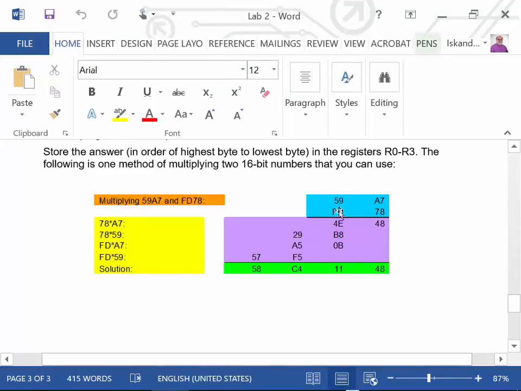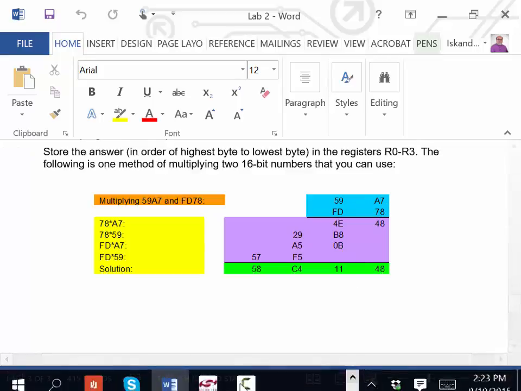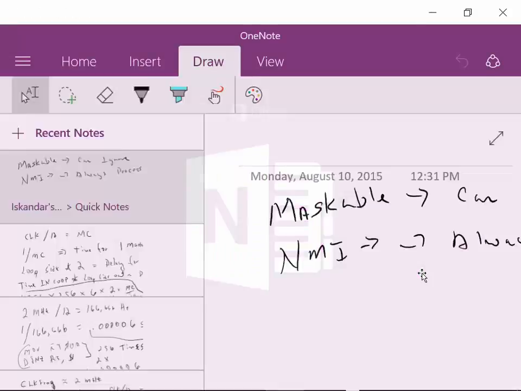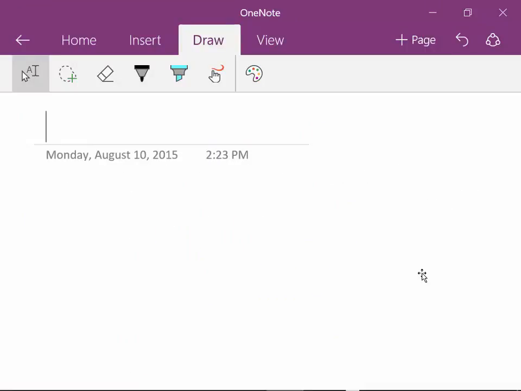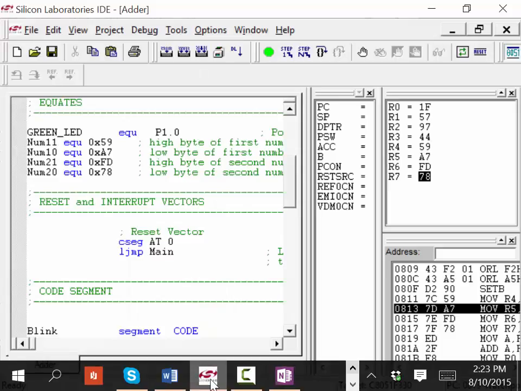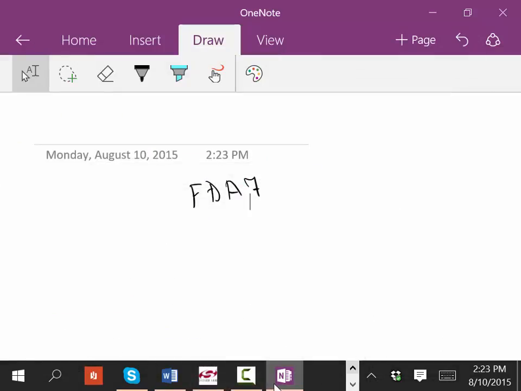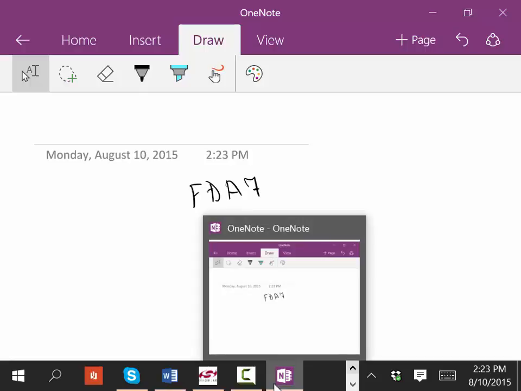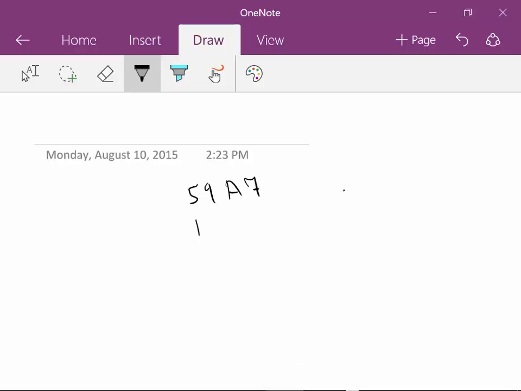We've got two numbers we're going to multiply. And let me just do this in one note. So we're going to multiply FD-A7. And what was our second number? Anybody remember? Well, it's 5987 and FD78. Is that right? Is that what I had here?